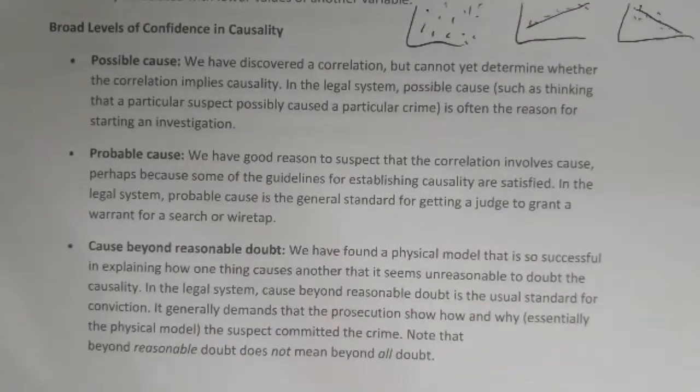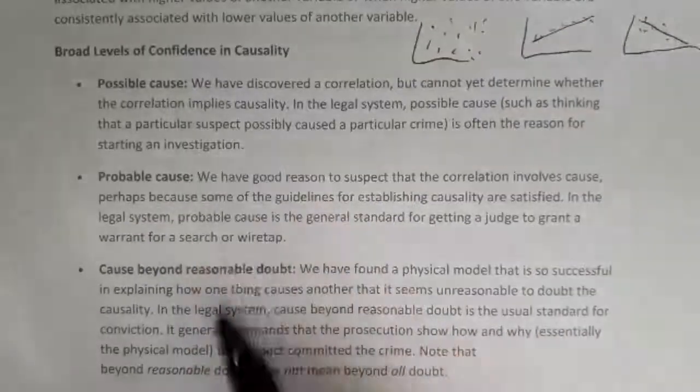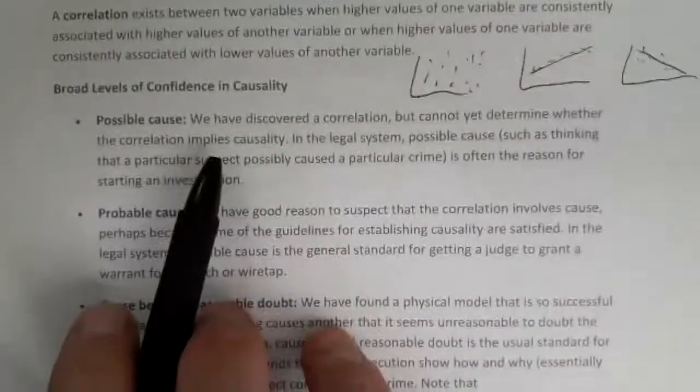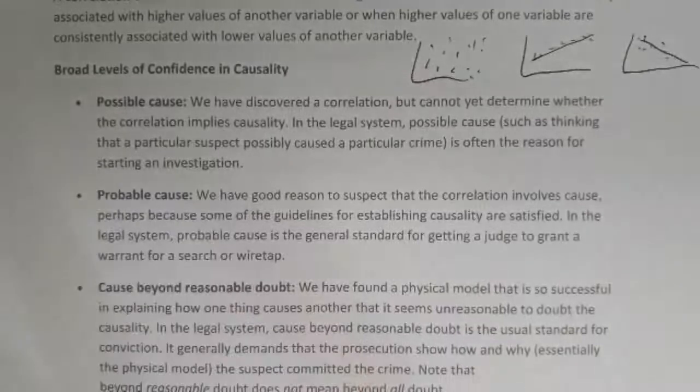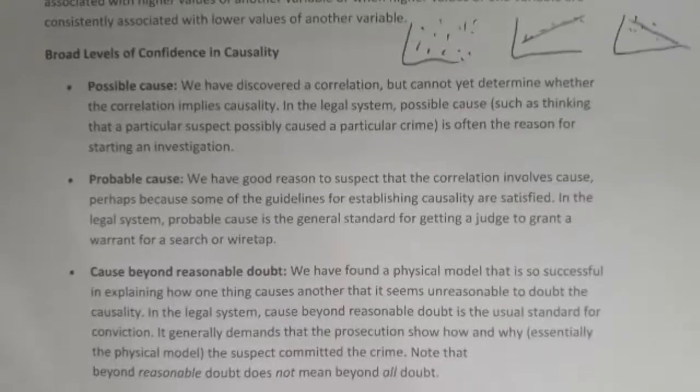So there are different levels in which you can say a cause exists, is what they're getting at here, right? If we prove a correlation, that is the first step to seeing if something causes something. But it doesn't prove that it causes something. It's the first step we're taking. We still have to think about mechanisms. So for a possible cause, they said, well, we discover a correlation. It's possible they might be related, but there's no guarantee.